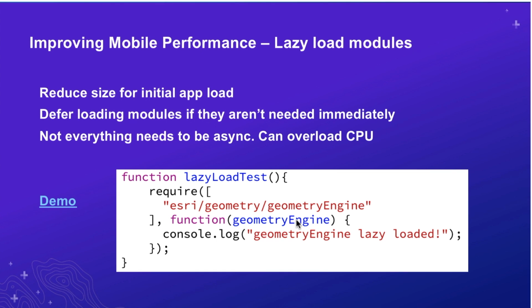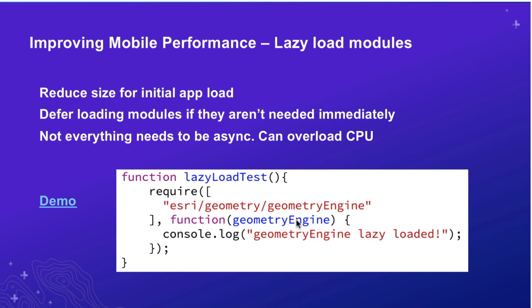So one of the first things you can do is reduce the size of the initial application load. And one of the easiest ways to do that is to defer the loading of modules if you don't need their functionality right away. Let's say you have some sort of a widget that does a geometry buffer calculation, and you don't need that at initial load. You really only need it when the user clicks on it. That's something that can be easily deferred.